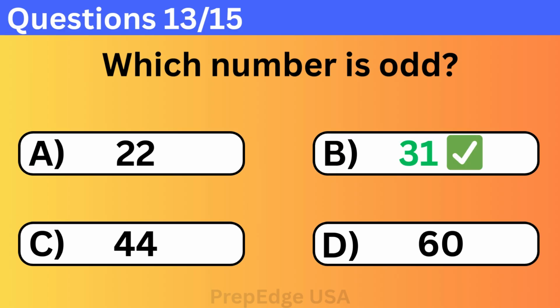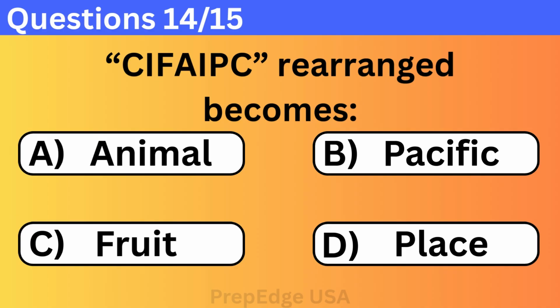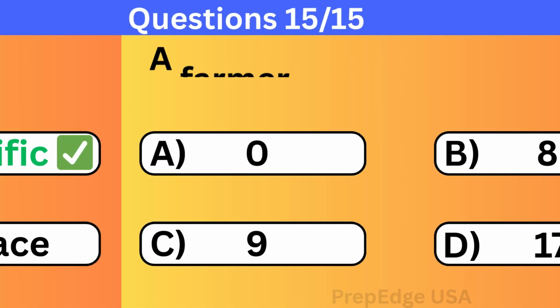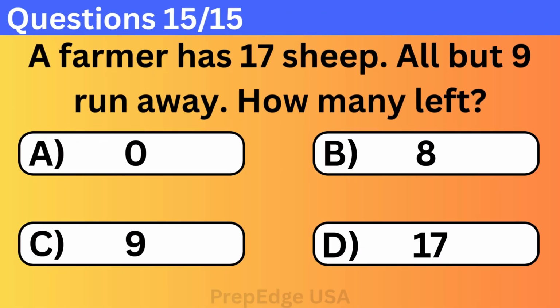B. 31. C for APC rearranged becomes B. Pacific. A farmer has 17 sheep, all but 9 run away. How many left? C. 9.